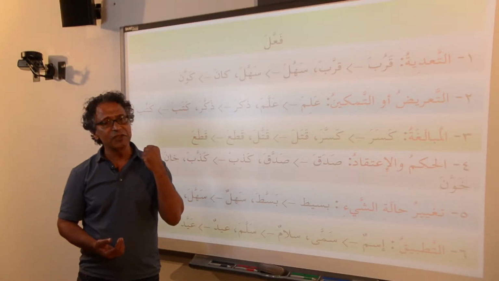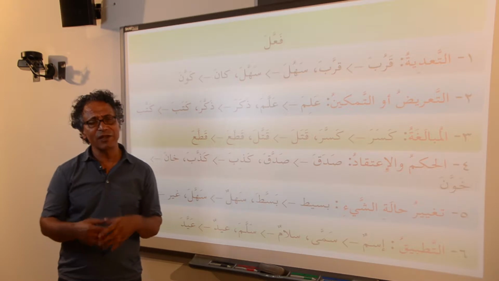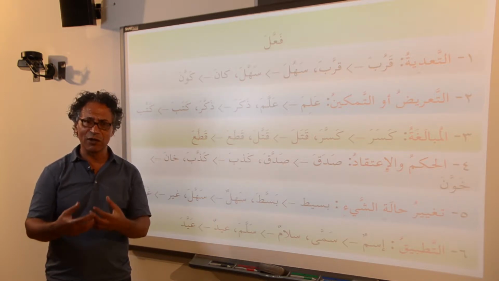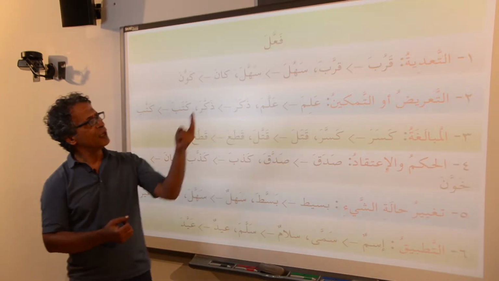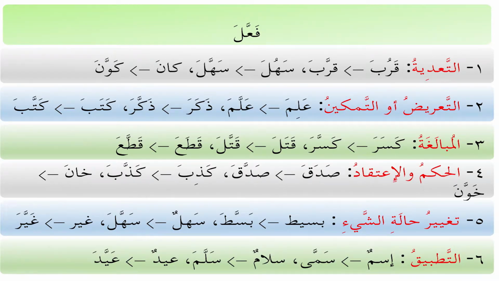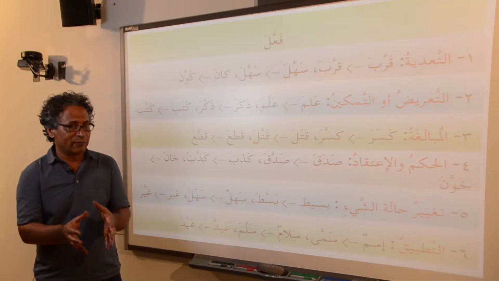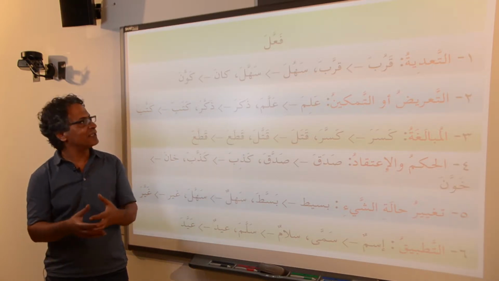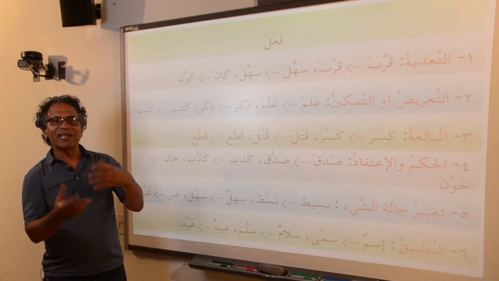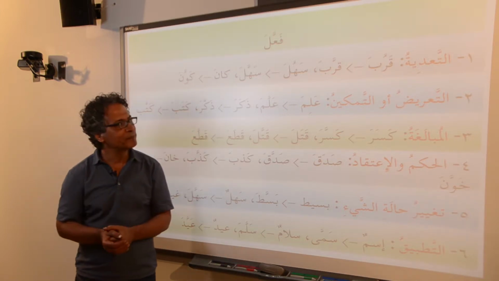So let's look at فعل, and you will see actually that some of the meanings that we spoke about in أفعل sort of repeat themselves again. صح؟ التعدية make intransitive. قرب is to be near or to come near. وقرب is to make something near, right? سهل to be easy. سهل is to make easy. كان to be. كون is to form, to shape.